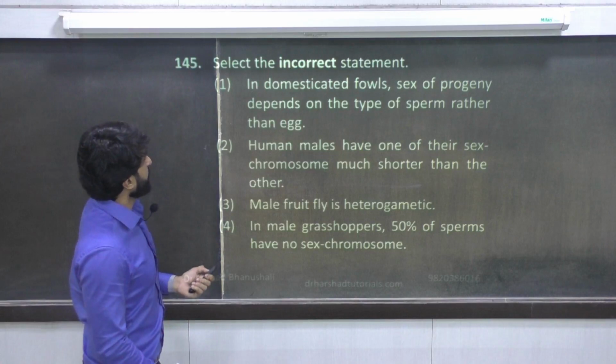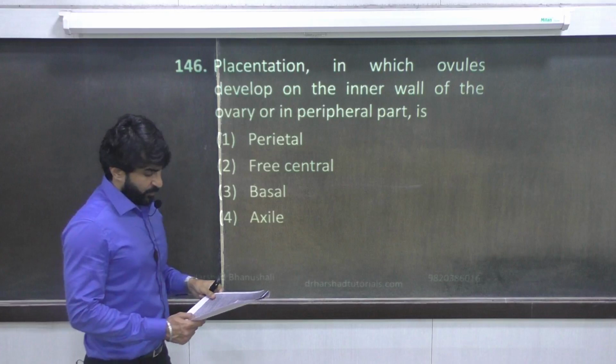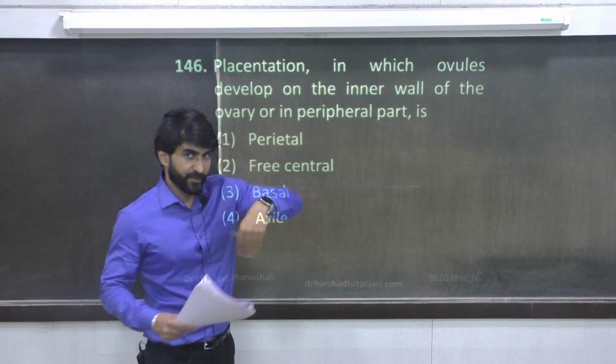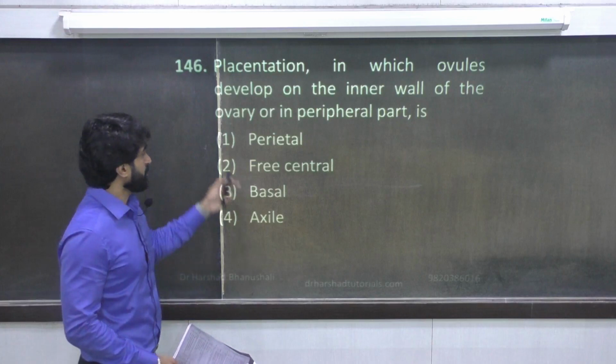Placentation in which ovules develop on the inner wall of the ovary or in the peripheral part. Again, this is an NCERT line. If the ovules are in the peripheral part or on the inner wall of the ovary, you call this parietal placentation. So the answer for 146 is a pretty straightforward one. The answer is 1.